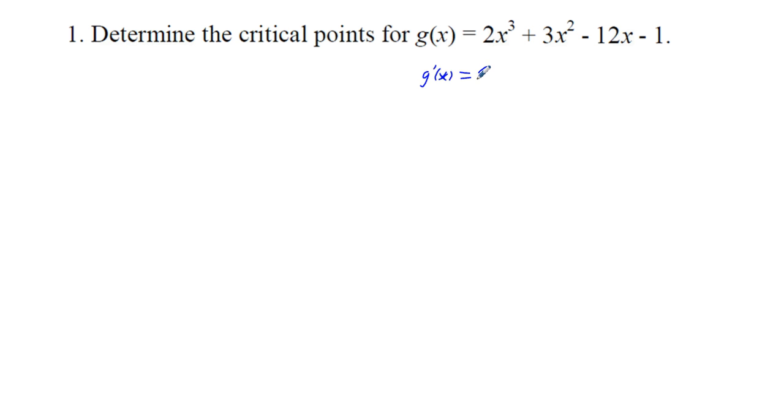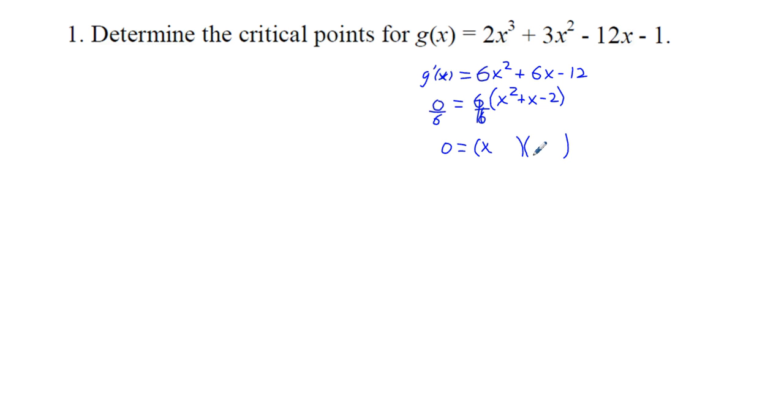which for this g of x is going to be 6x squared plus 6x minus 12. Okay, just using the power rule for this. And now we set this equal to 0. g prime of x is equal to 0. And we're going to factor out a common factor of 6. And we have 6 times the quantity x squared plus x minus 2. And then if we divide by 6, we can essentially get rid of this 6. And we're left with 0 is equal to, and we're going to find the factors of what's remaining here, x squared plus x minus 2.